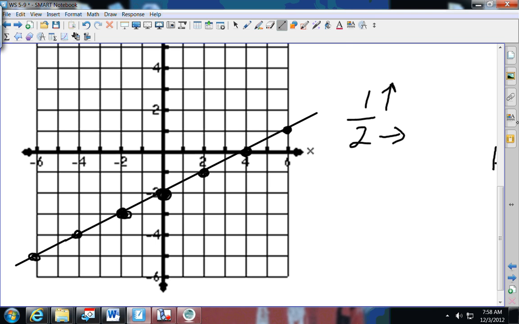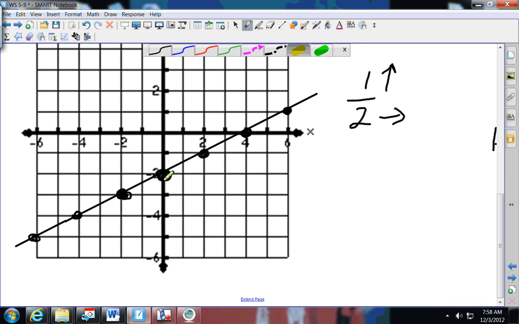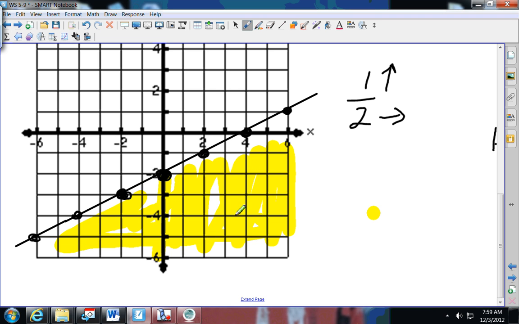Now the shading. Is it greater than? I can't remember. Is it greater than or less than? Less than or equal to. Less than means to go down. Put your pencil on the y-intercept. Draw a line down, and you shade everything that is below the line. All of that below the line and on the line is a solution.